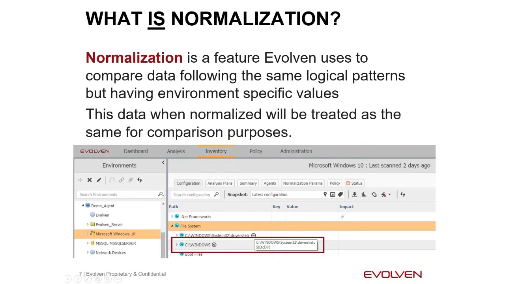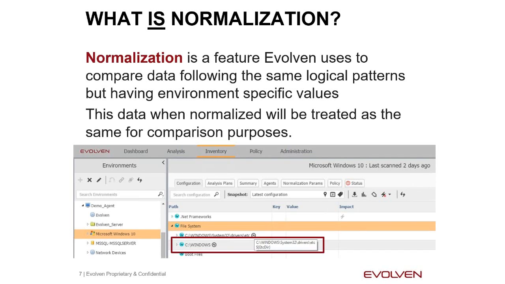Okay, so let's get into it. So what is normalization? Normalization is a feature that we use to compare data using the same patterns, but with environment-specific values. So think of the idea here. I've got on the bottom C:\Windows as a file system. And if you'll notice, there's a little N in the configuration tree that signifies that this item has been normalized.